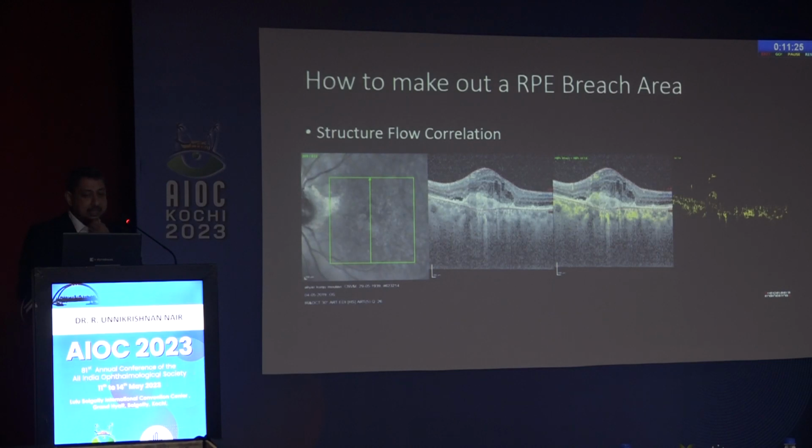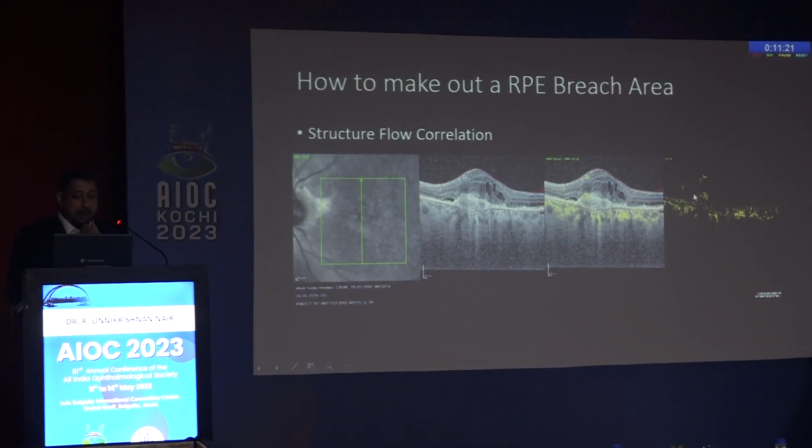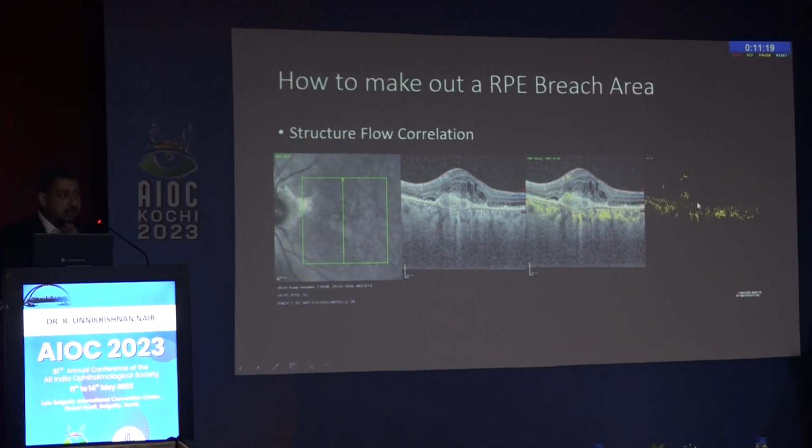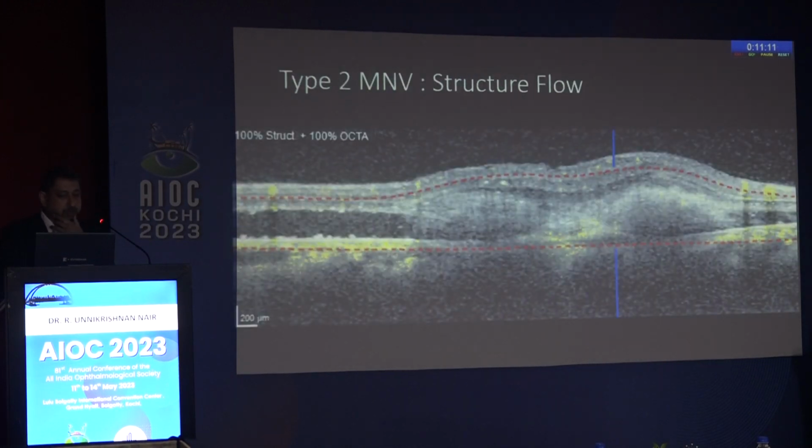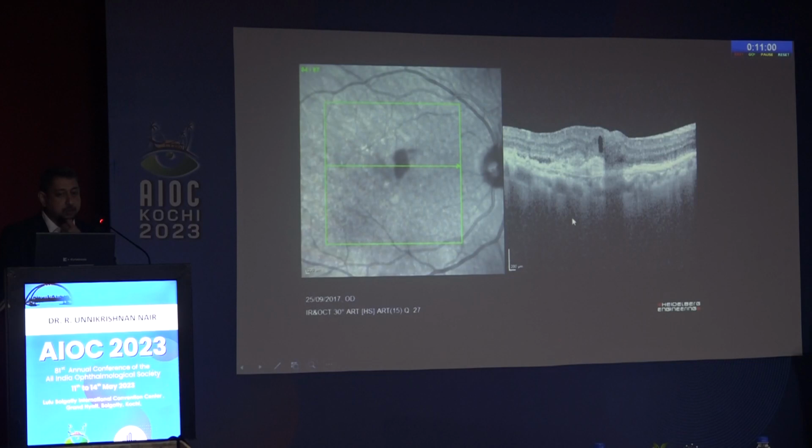So as I said, this is how you make out a breach. If you look at this picture, you see a pattern above the RPE, which tells you that the RPE has been breached by the vasculature, and therefore this is a type 2. Type 1 is below, type 2 is above. Again, here you can see the RPE being represented, and the flow characteristics are seen above the RPE. Therefore, again, this is a type 2.